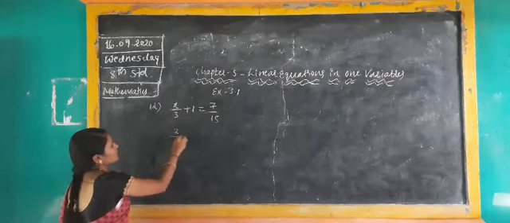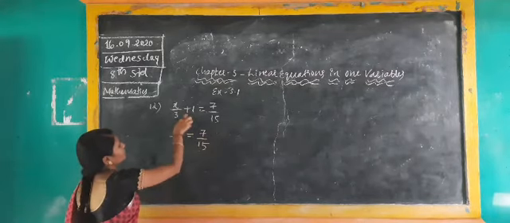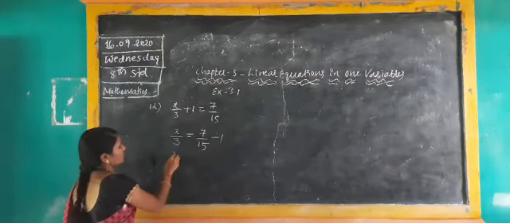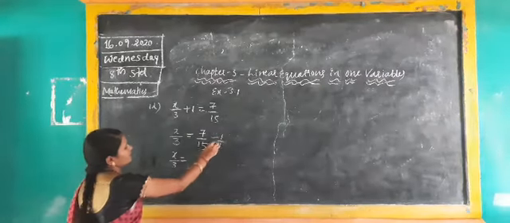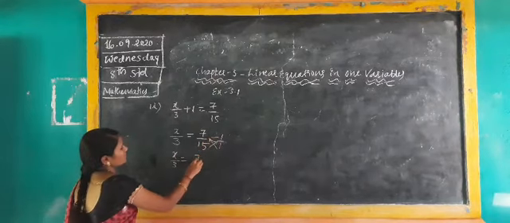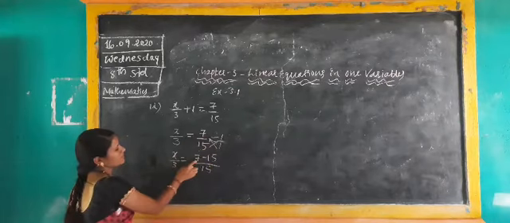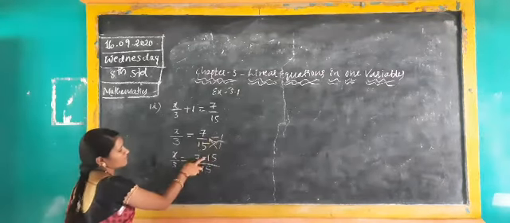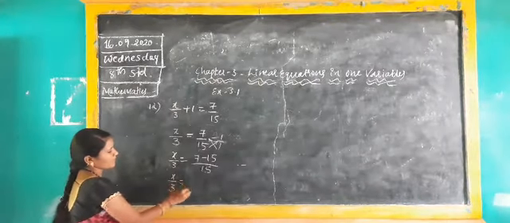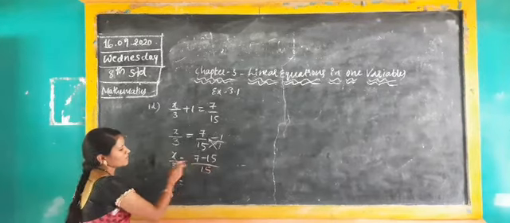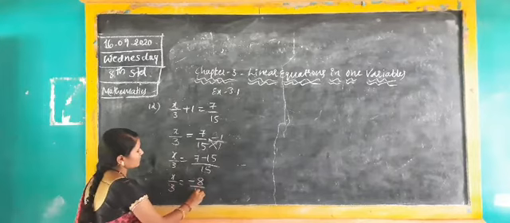You take down x by 3 is equal to 7 by 15 plus 1, which should be minus 1. So x by 3 is equal to 7 by 15 minus 1, which is 1 by 1. Do cross multiplication: 7 minus 15 by 15, 1 times 15 is 15. Cross multiply: 7 ones are 7, 15 ones are 15. Minus is there, minus 15 ones are 15. Next, x by 3 as it is, and you should write 7 minus 15, a smaller number minus a bigger number. You will get 15 minus 7, which will be minus 8 by 15.